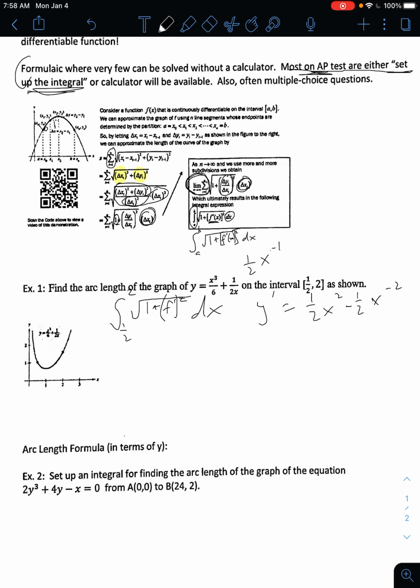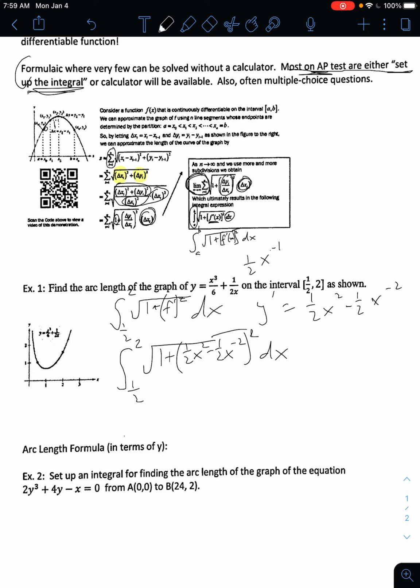You could, I guess, clean that up. If it's a multiple choice question and they have different formats, that's fine. But I'm just going to write this, because we're going to do math 9 anyway, I'm just going to plug that in. So the square root of 1 plus, and then I'm going to plug that in, 1/2 x squared minus 1/2 x to the negative second, all squared.